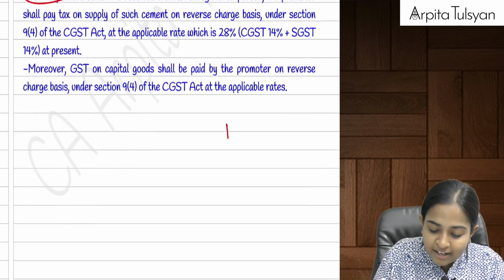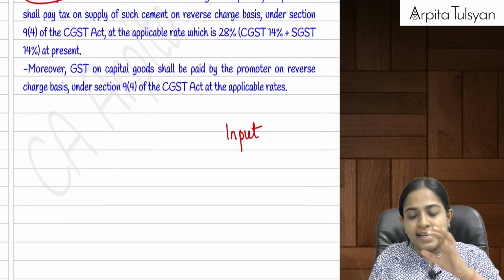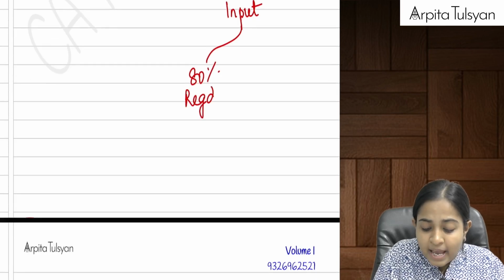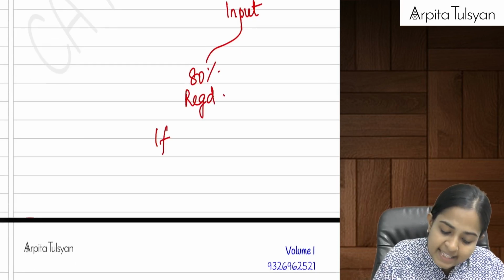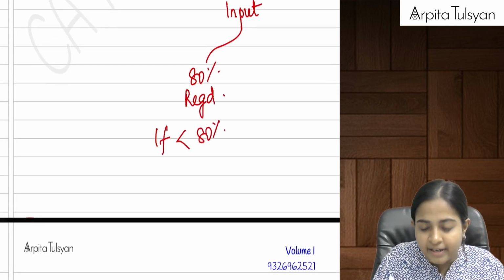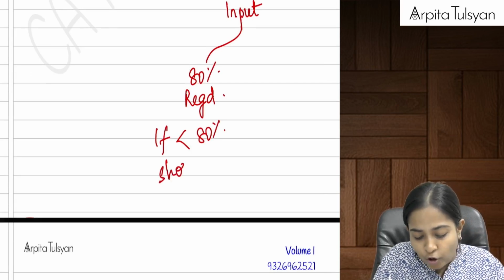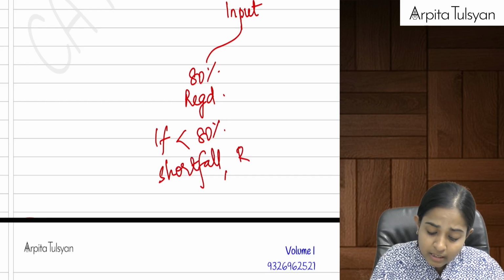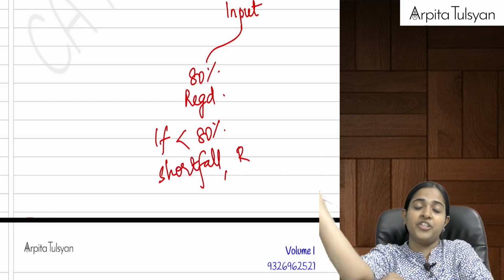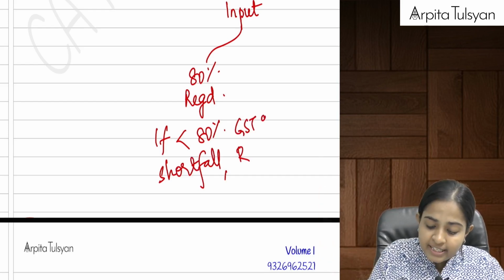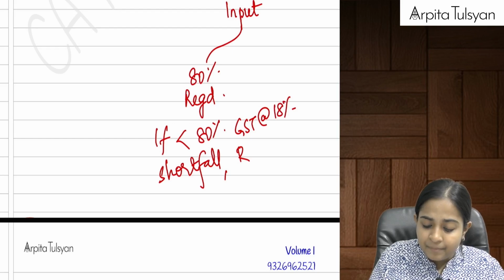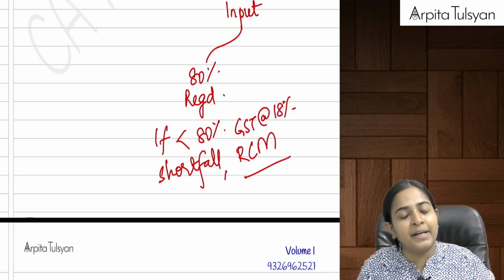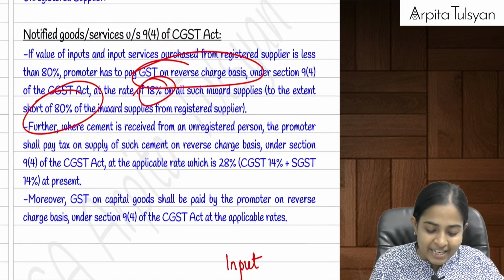So whatever is their inputs, except for TDR, FSI, etc., 80% of it should be purchased from a registered person. If less than 80% is purchased from a registered person, then on the shortfall, the builder will be required to pay the GST at the rate of 18% under reverse charge mechanism. And will it be able to take the input tax credit? No, ITC was anyway not available.